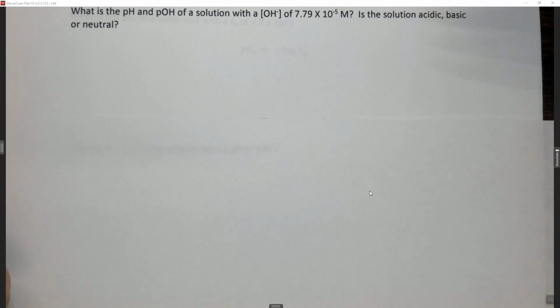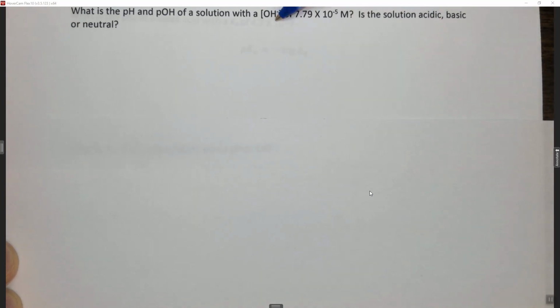If you haven't already watched the previous question, it's a good idea to start with that one, because this one I'm going to go through much more quickly. It says, what is the pH and pOH of a solution with a concentration of OH minus of 7.79 times 10 to the minus 5? Is the solution acidic, basic, or neutral?